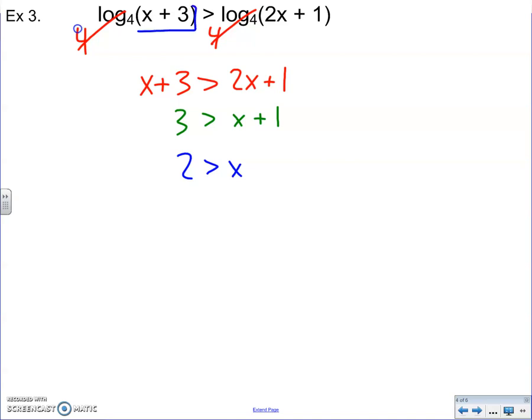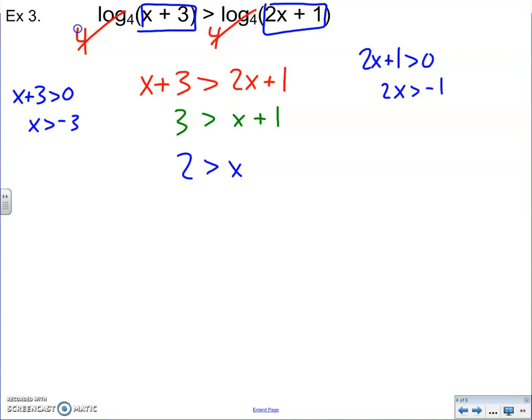I'm going to look at this. This is saying x plus 3 must be bigger than 0. That's one step. I'm going to subtract 3. So x has to be bigger than -3. And I'm also going to look at this. So I'll go over here. 2x plus 1 has to be bigger than 0. I'm going to subtract 1. Divide by 2. And if you do that in one step, that's fine. If you want to subtract 1 and divide by 2 at the same time, you're good.